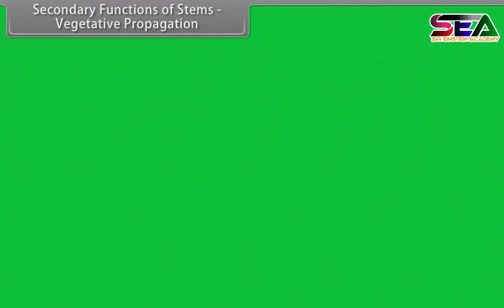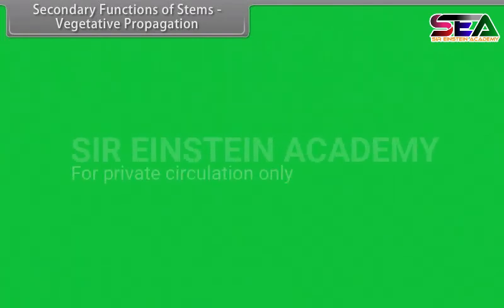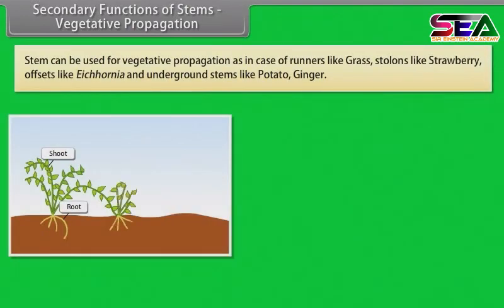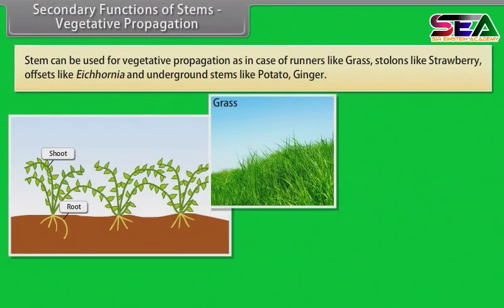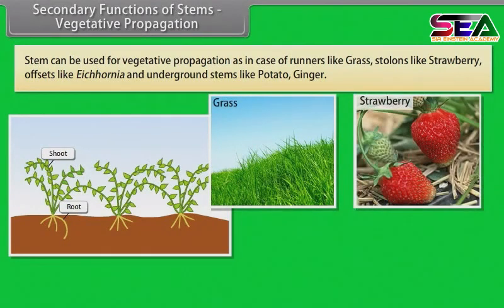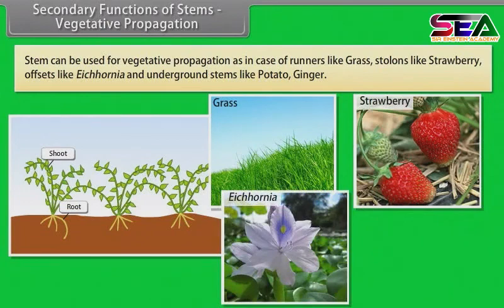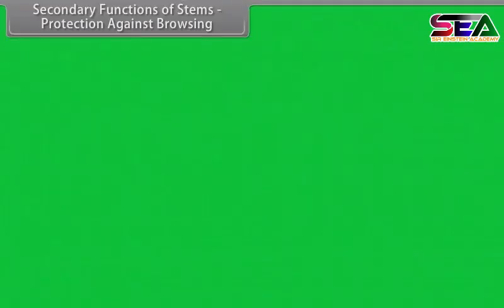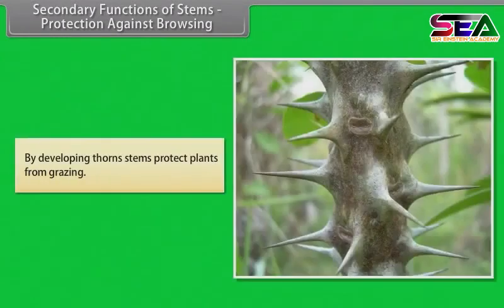Secondary functions of stems. Vegetative propagation. Stem can be used for vegetative propagation, as in case of runners like grass, stolons like strawberry, offsets like Eichhornia, and underground stems like potato, ginger. Secondary functions of stems. Protection against browsing. By developing thorns, stems protect plants from grazing.